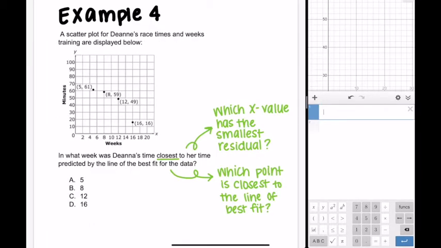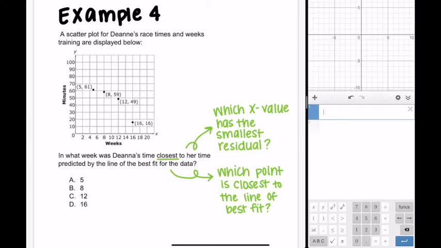In example 4, this question is posed a little bit differently than the previous ones. It says a scatter plot for Deanna's race times and weeks training are displayed below. So instead of being given a table or an equation and some values, we have just the scatter plot. We're asked, in what week was Deanna's time closest to her time predicted by the line of best fit for the data? When you're looking for the time that's closest to the predicted time by the line of best fit, you're really looking for which x value has the smallest residual.